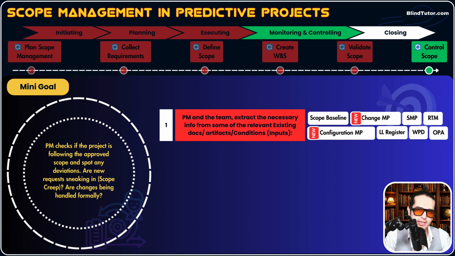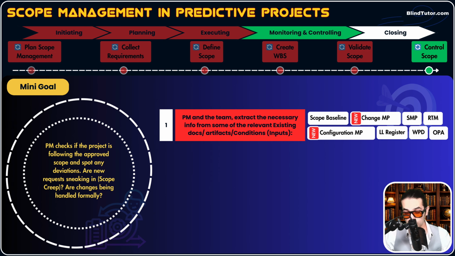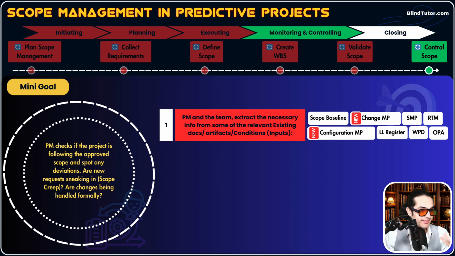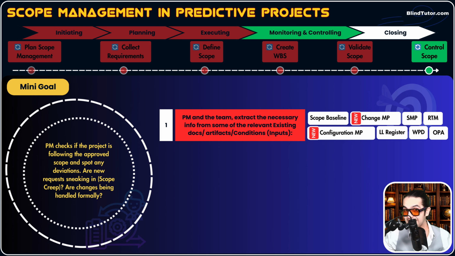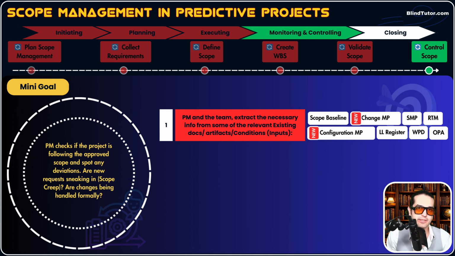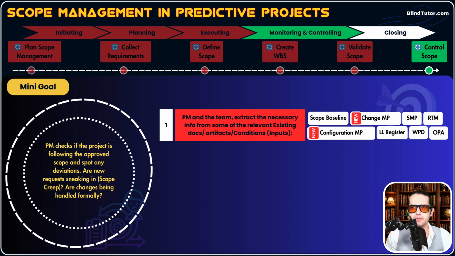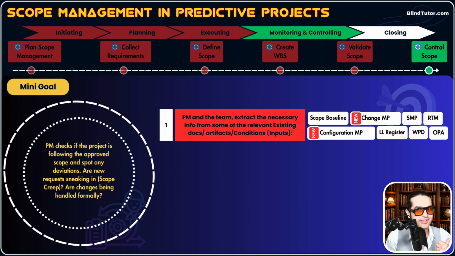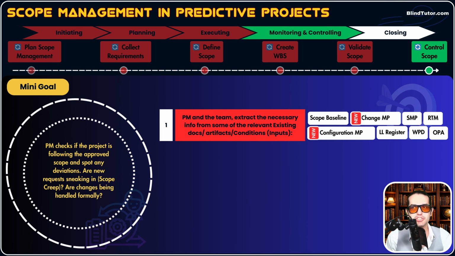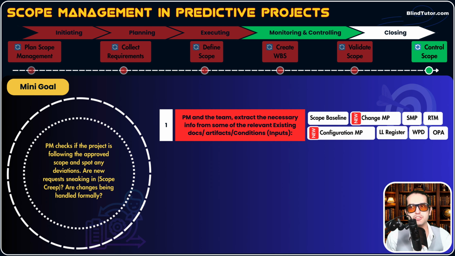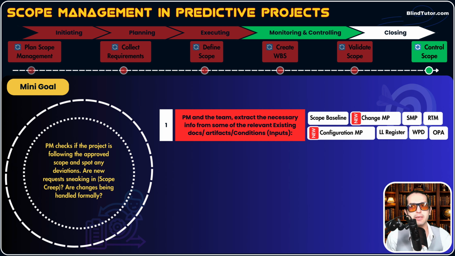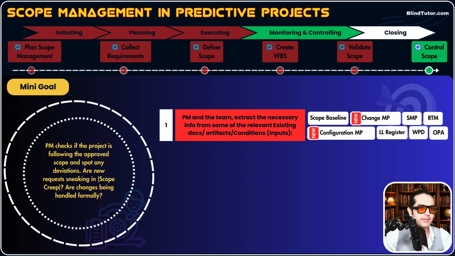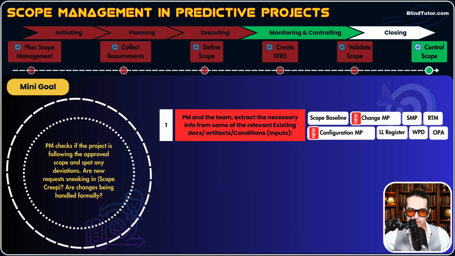So you and the team, you extract the necessary information from some of the relevant existing docs, artifacts, conditions, which we call them what? Repeat after me. Inputs. Awesome. What are the inputs of control scope process? We definitely will use scope baseline because we're comparing the actual work with the baselined work. So scope baseline is the input. We're going to have change management plan. We learned that term. We're going to have configuration management plan, scope management plan, requirement traceability matrix, lessons learned register, work performance data, OPA. These are all inputs of this process.